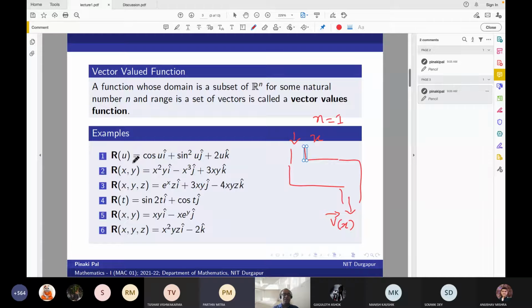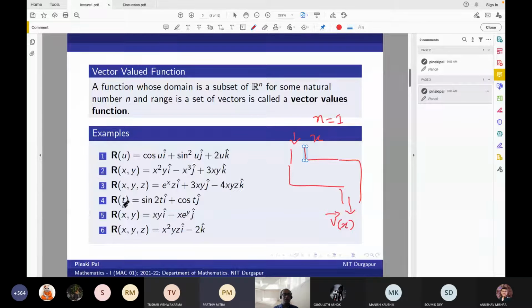U is the scalar. If you give U, you will get a vector given by cos u i, where i is the unit vector along the x-axis, plus sin² u j plus 2u k. And then next we have discussed one function, a vector valued function of two scalar variables x, y. We have to give two numbers as input, x and y, and then we'll get a vector on the right hand side. Similarly, three-dimensional vector functions are like this.